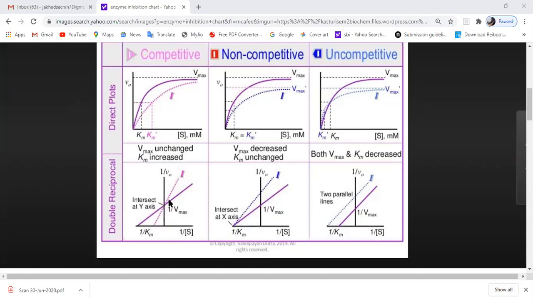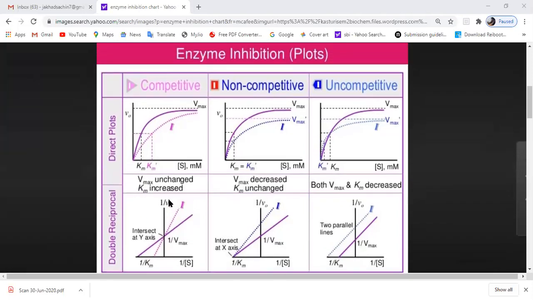So it is very easy to find actually. With the help of these plots, if two lines are intersecting each other at this particular line, this is called competitive inhibition. If the two lines are emerging from the same line and forming a V-shaped structure, then this kind of inhibition is non-competitive.